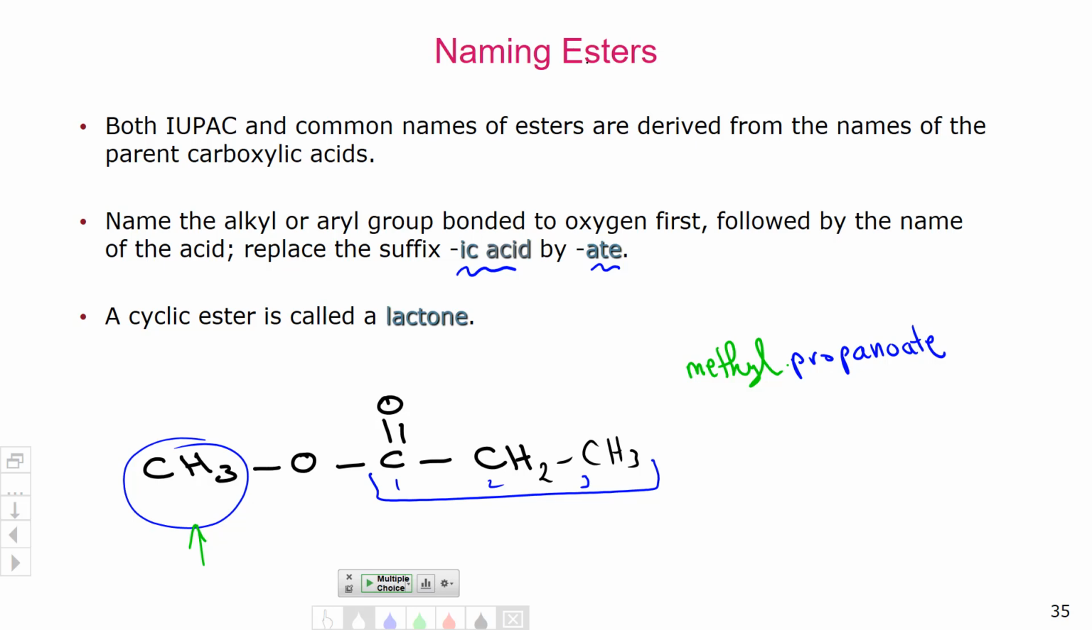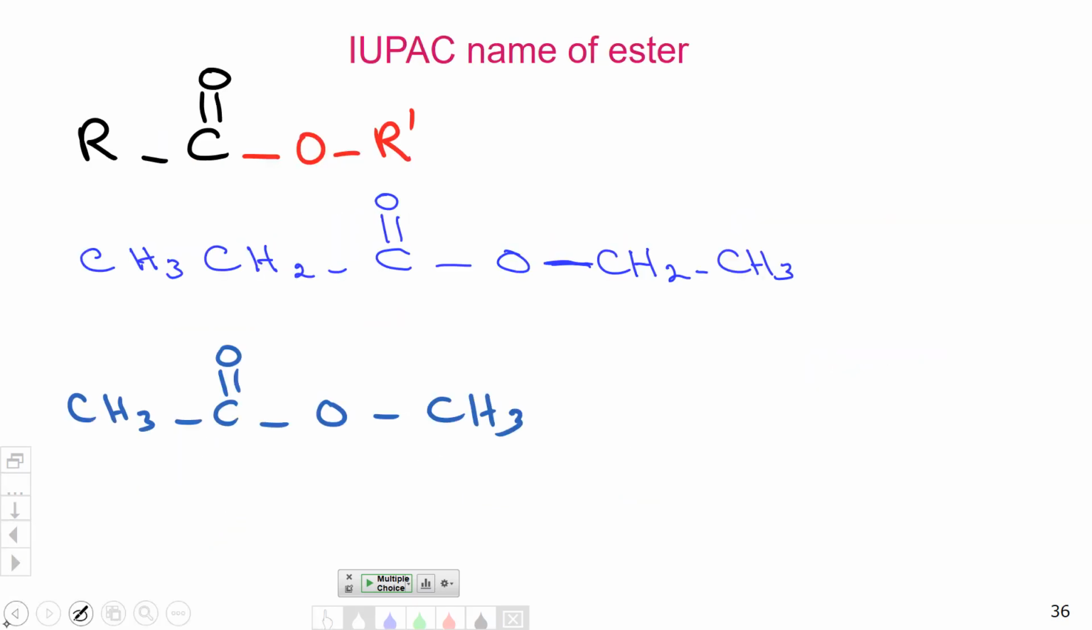So the part that has the C double bond O, we think about it as if it is coming from the acid. Name it as the oic acid, cross out the ic, replace it with ate. And then whatever alkyl is connected to the oxygen, name it as alkyl. So we can take two more examples. 1, 2, 3, again propanoate. We have an ethyl, so it will be ethyl propanoate.